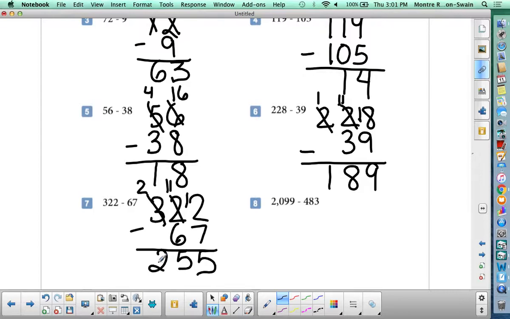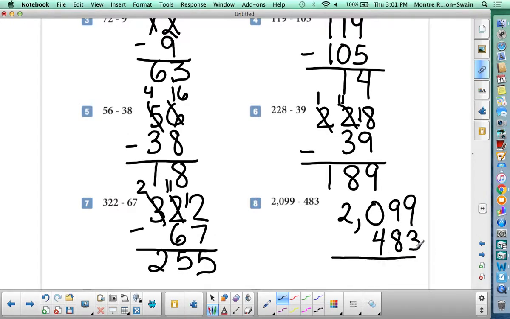Number 8. 2,099 minus 483. Make sure the 4 is in the hundreds place, the 8 is in the tens place, and the 3 is in the ones place. Okay, now we have 9 minus 3 in the ones place, and that is 6. In the tens place, we have 9 minus 8, which is 1.